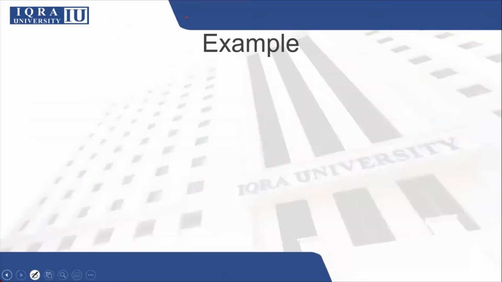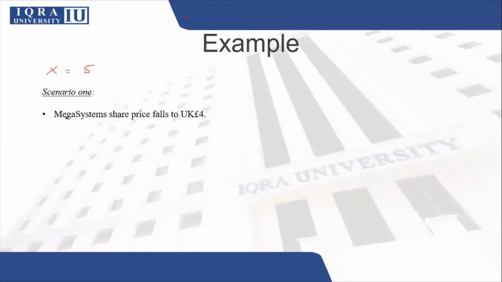Okay. Now moving ahead, we're going to take different scenarios. What if Mega System share price falls to pound 4? You remember your strike price, which I'm going to note by X. Your strike price was 5. Now, what happens if the share price falls to 4? This means that you have the option to buy the share for 5 when actually the price in the market is 4. So why would you purchase it for 5 when you can purchase it for 4 in the market? You will not exercise your call option in this case.